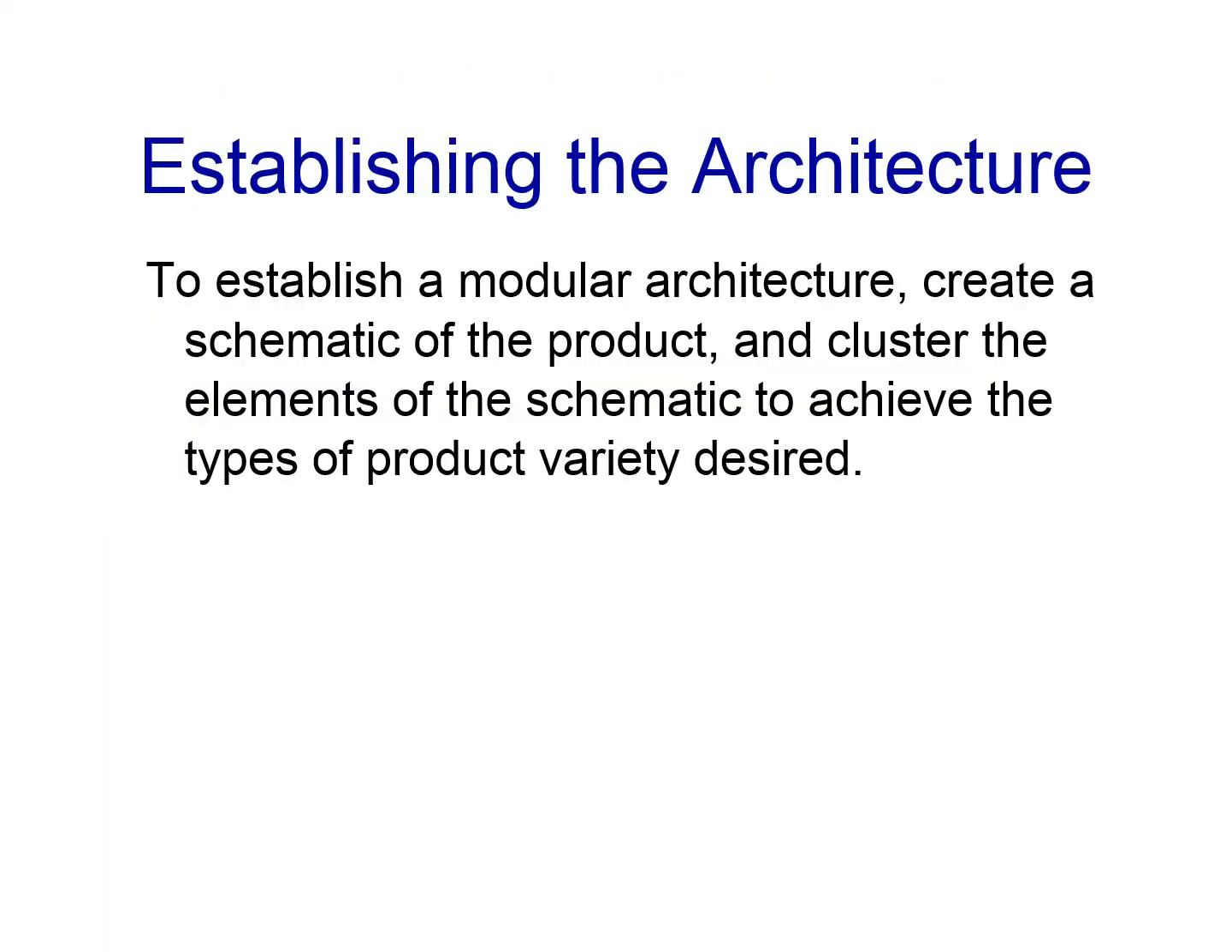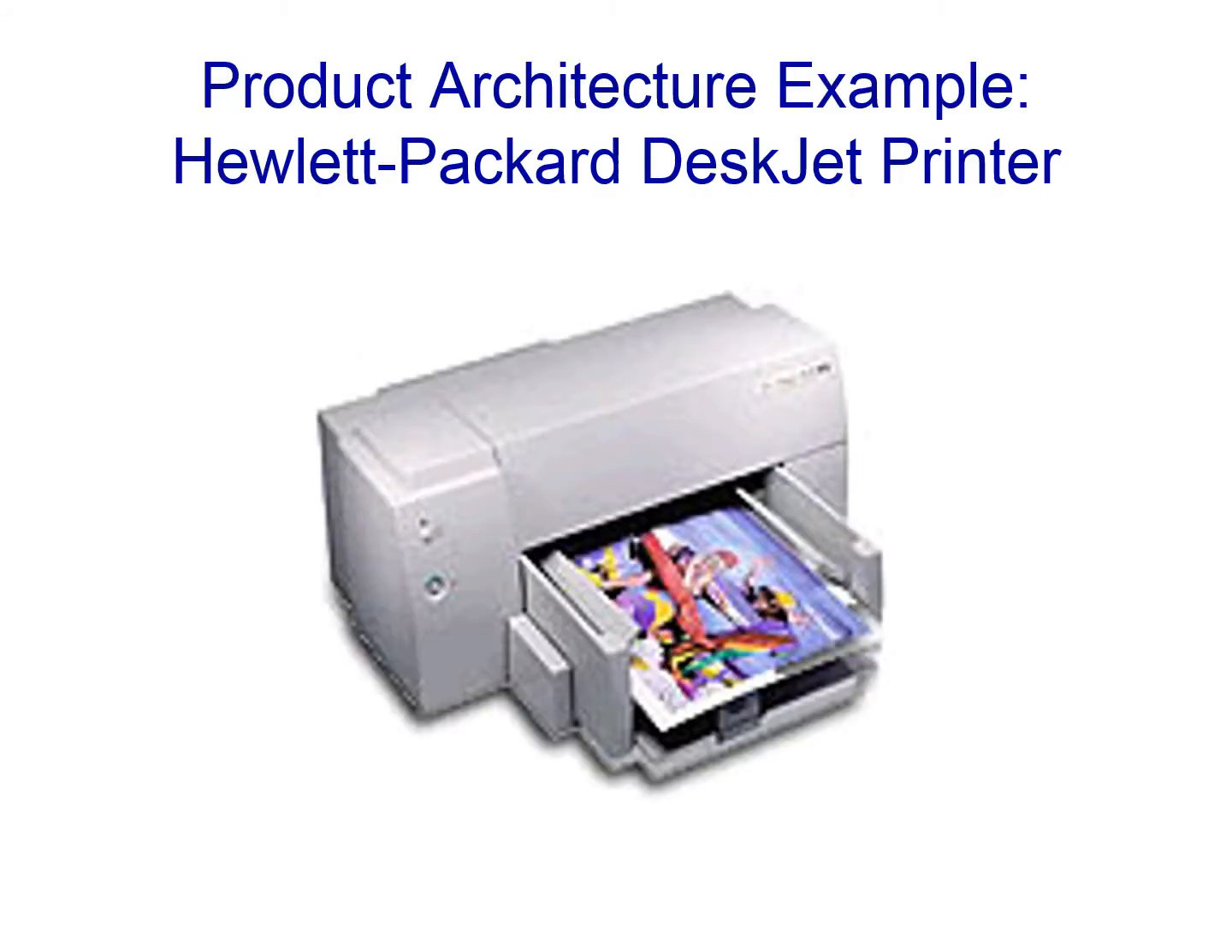To establish a modular architecture, the steps we follow are: first we create a schematic of the product, then we cluster the elements of the schematic into modules and chunks, and finally create a rough geometric layout showing the modular architecture of the product. We will show how the method works using this DeskJet printer example.